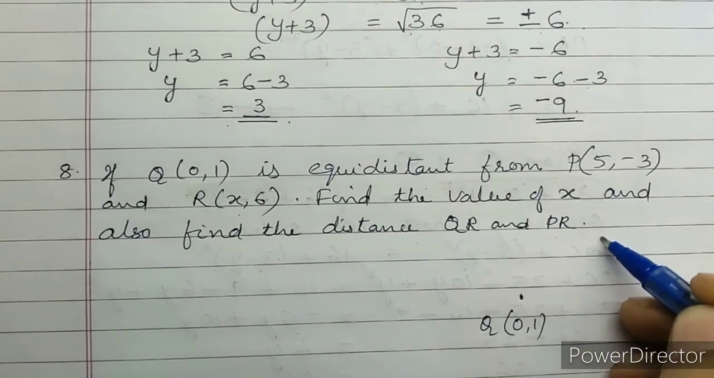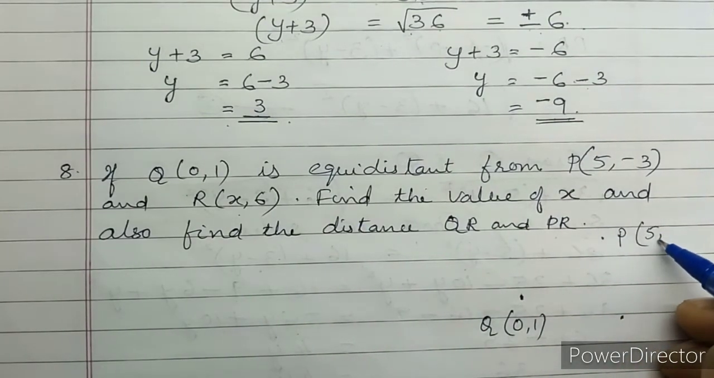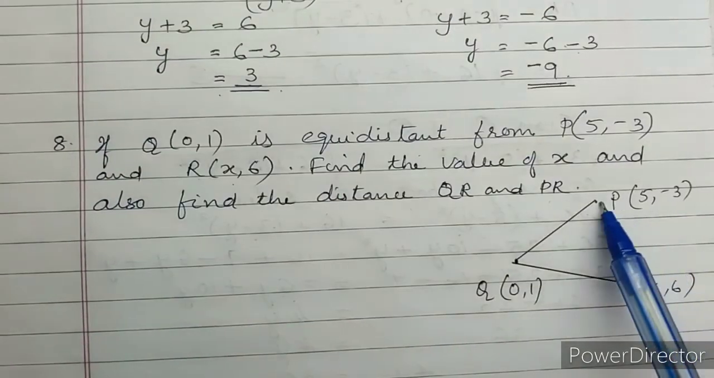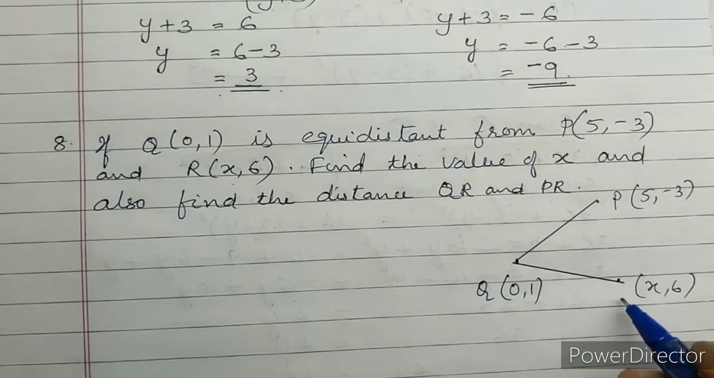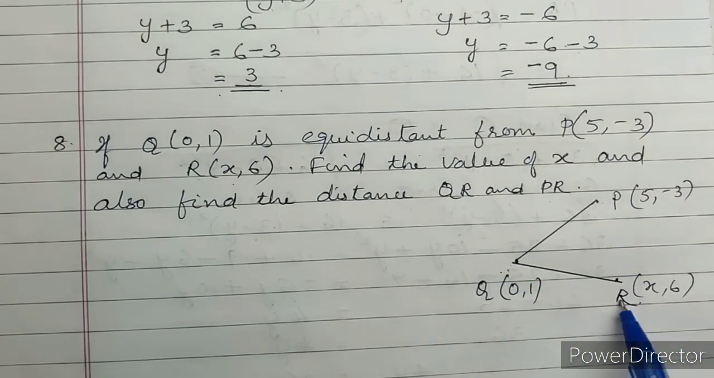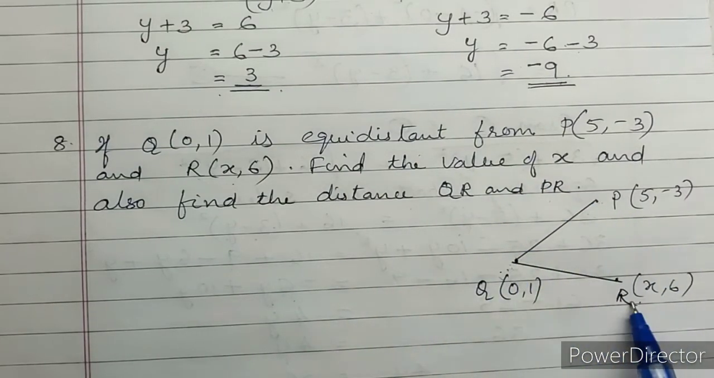and P and R are at equal distance from Q, (5,-3) and (x,6). Draw those lines. See PQ and QR. PQ and QR are the same distance, that is PQ is equal to QR. Now it is easy for you, like the previous sums. PQ also you have to find, QR also you have to find, equate it. How will you find? By using the distance formula.